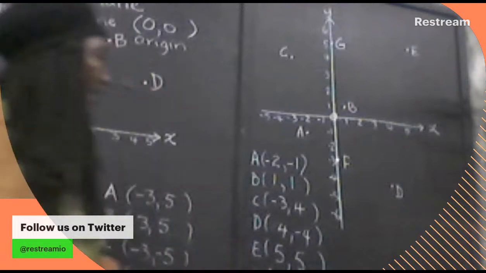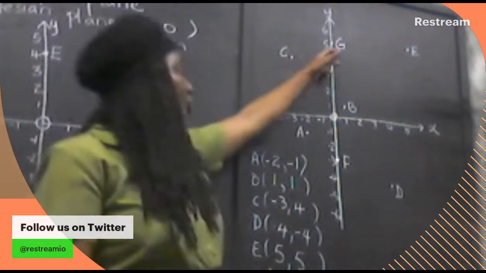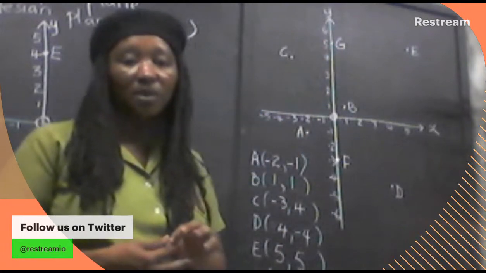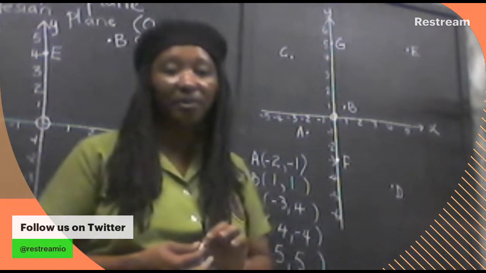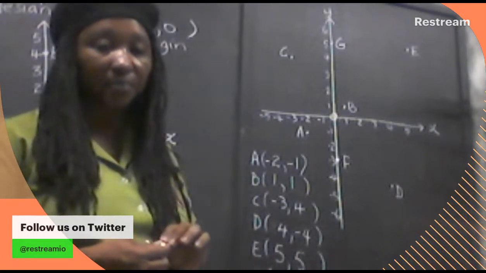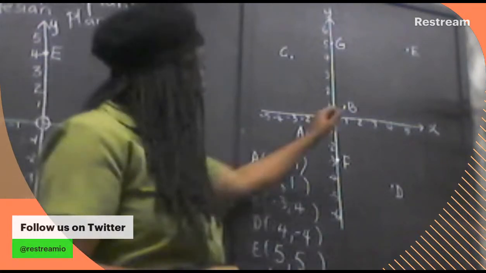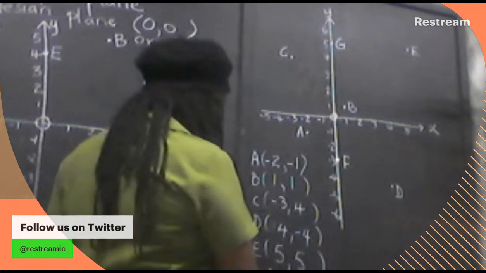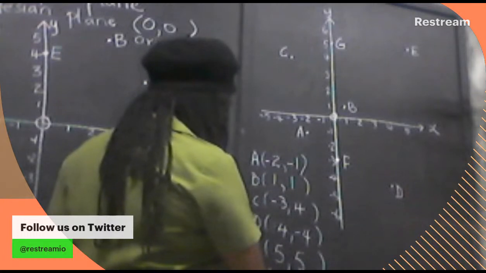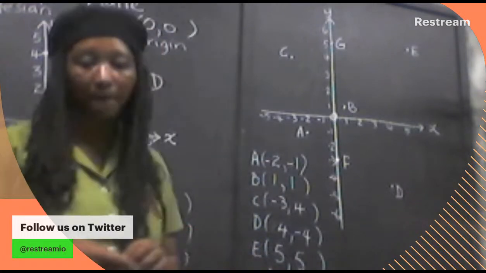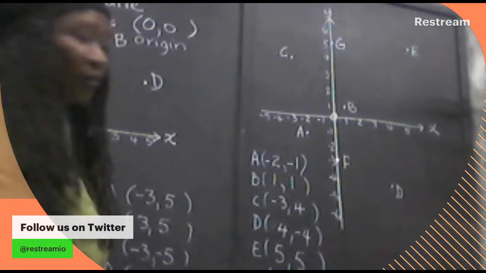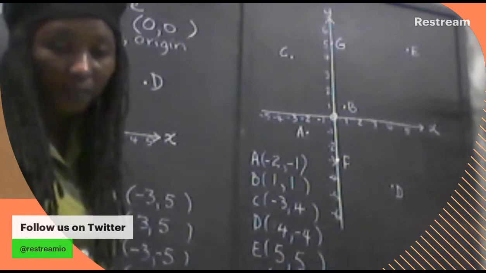And for G, G is also on the y-axis, so we did not move on the x for G. We stayed put and then we moved up. So that's 0, 5. So look carefully at the points and see if you understand how we got those coordinates.